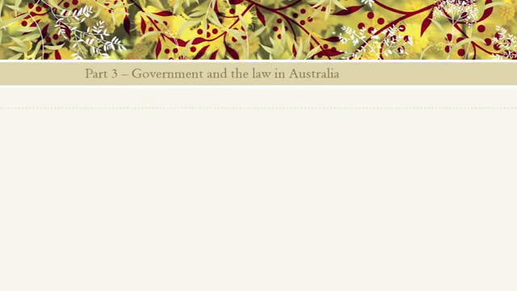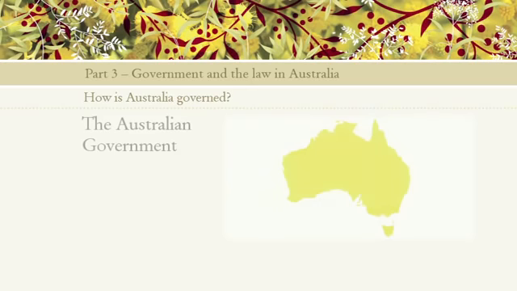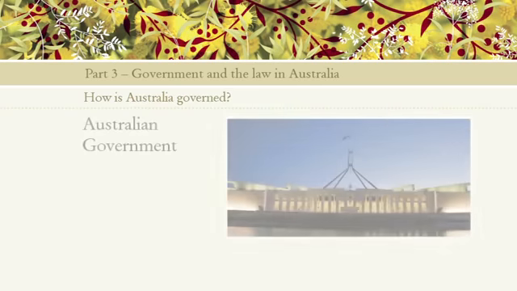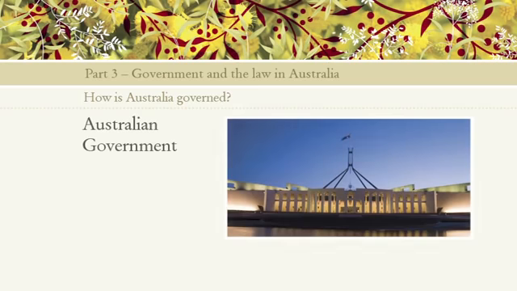How is Australia governed? There are three levels of government in Australia. They are the Australian government, state and territory governments, and local governments. Australian government. The Australian government is also called the federal government or the Commonwealth government.